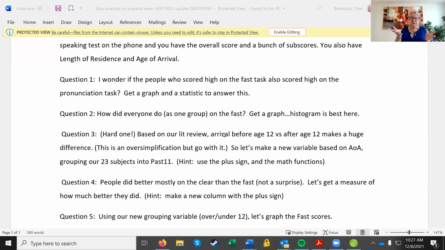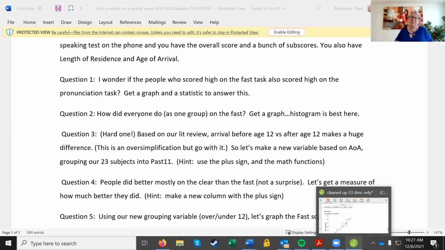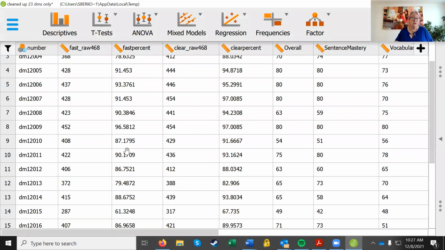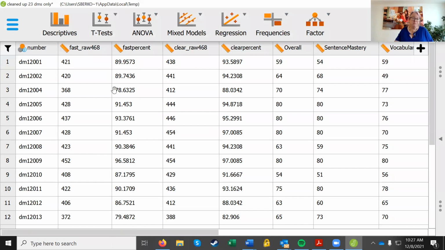Get a graph. Histogram is best here. Well, maybe histogram is best. Okay, so that's the next question. How did people do on the fast? Was it an easy test, hard test? Let's take a look. Let's go back to the data, and we can see we have the fast raw. It was 468 sentences.